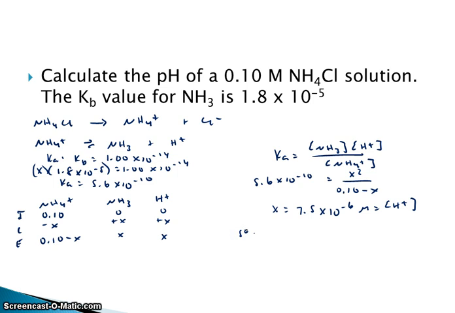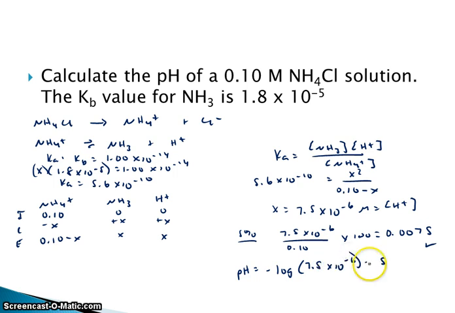We'll do our 5% rule. So we've got 7.5 times 10 to the minus 6 divided by 0.10 times 100, and we get 0.0075. So X is insignificant. We're good with that. And since X is our hydrogen ion concentration, if we take the negative log, that'll give us our pH. So the negative log of 7.5 times 10 to the minus 6 gives us a pH of 5.13. And we said that our solution was an acidic salt. Our pH is less than 7, so we know that we're on the right side of our pH scale.